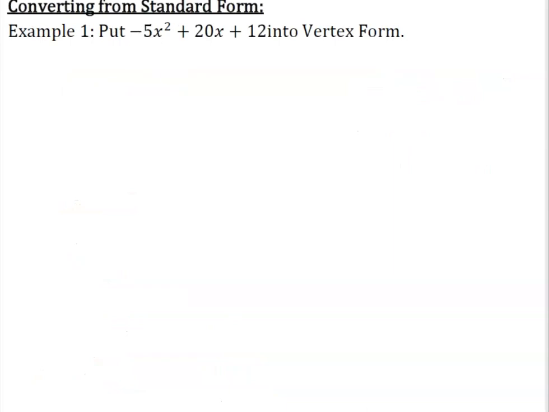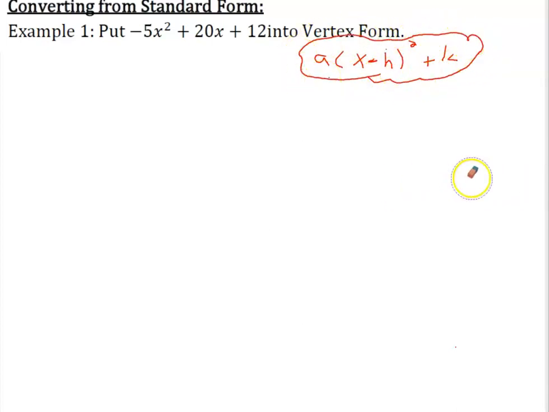Okay, so the first one here is we have an equation in standard form. We want to put this into vertex form, which again is something minus h, squared, plus k, is what we are going to try to get our equation to look like. So to do that, we have to do what's called completing the square. So the first thing we're going to do is factor out a negative 5. And that's going to turn into x squared minus 4x plus something, and then plus 12.